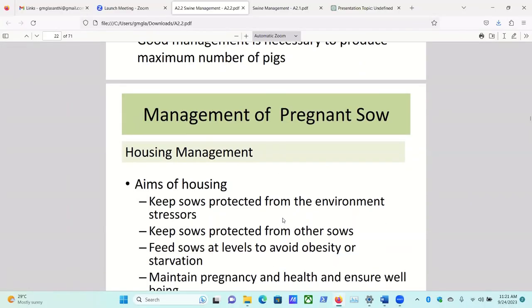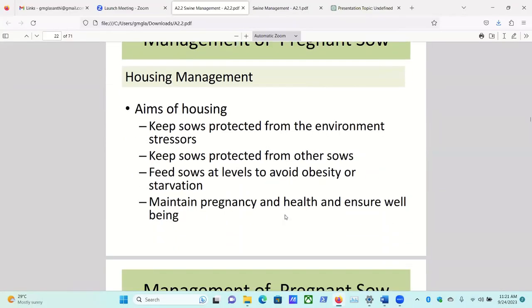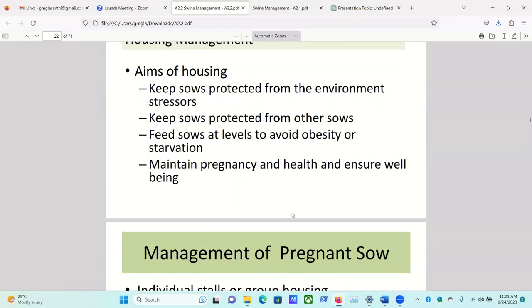So, we'll discuss what those management practices are. First one is housing. We have to provide a separate house for them, to protect the sow from environmental stresses, especially the cold and the heat. And to protect the sows from other sows, because this sow is very docile and other sows are not docile, moving here and there and fighting with each other. So we have to protect them from other sows.